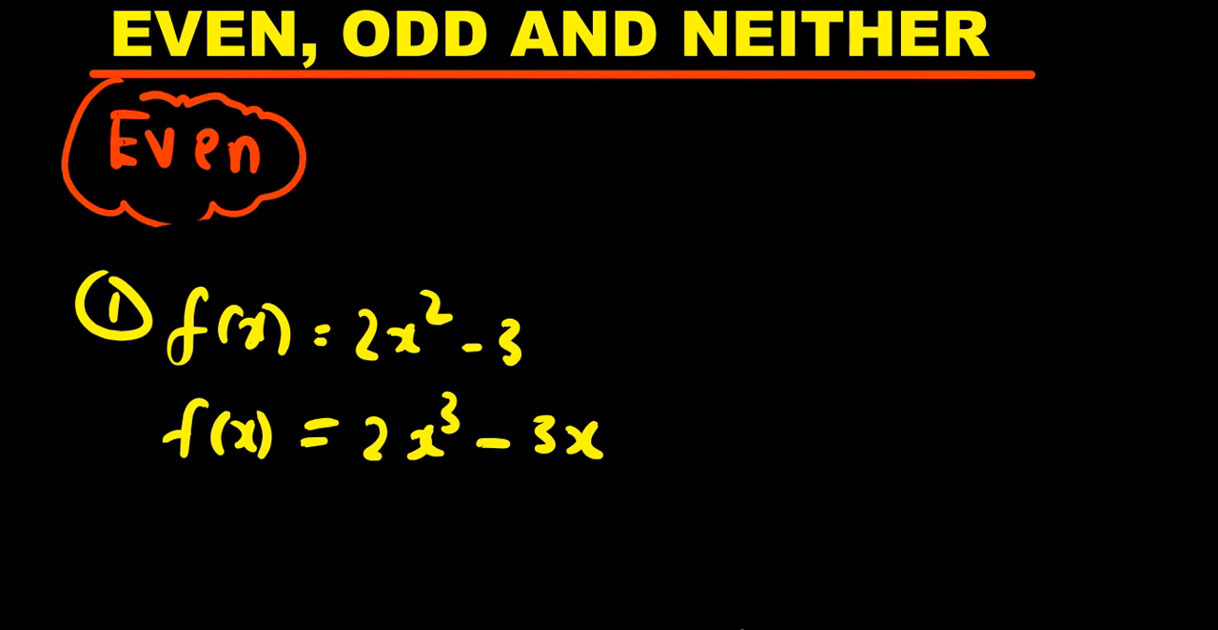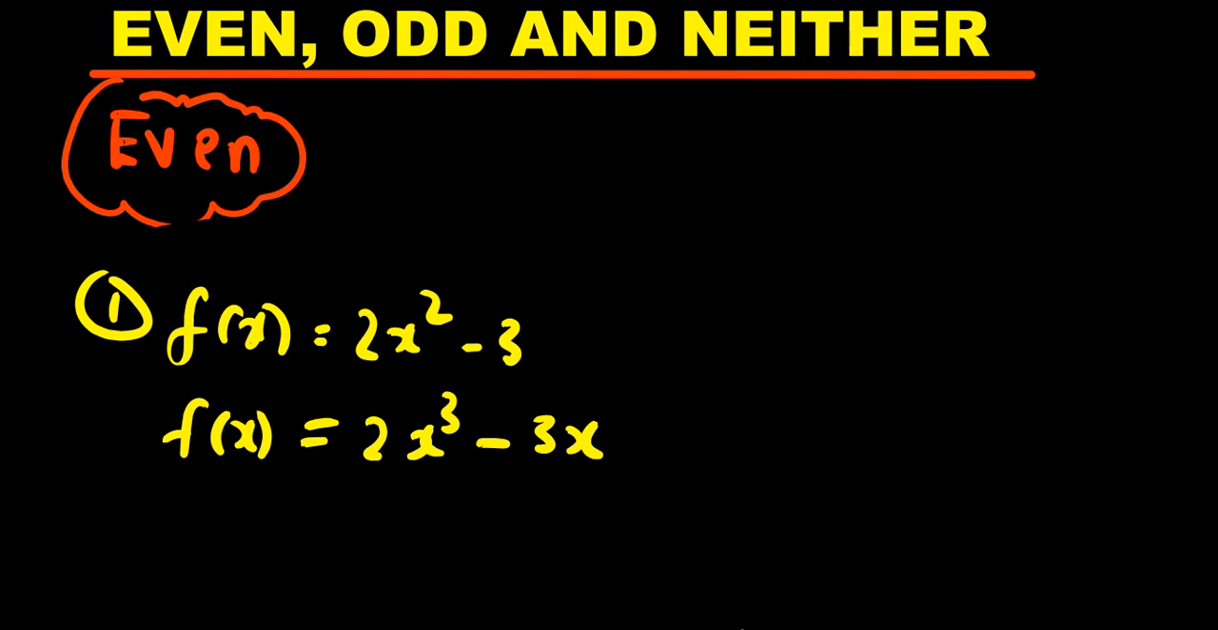Then on the contrary, this one has a power of 3 and this one has a power of 1. Now 1 and 3, these ones are odd numbers. Okay, very, very important. Odd numbers are those numbers when you divide by 2, they will leave a remainder of 1. Even numbers are those numbers which are divisible by 2. Very, very important for you to know.